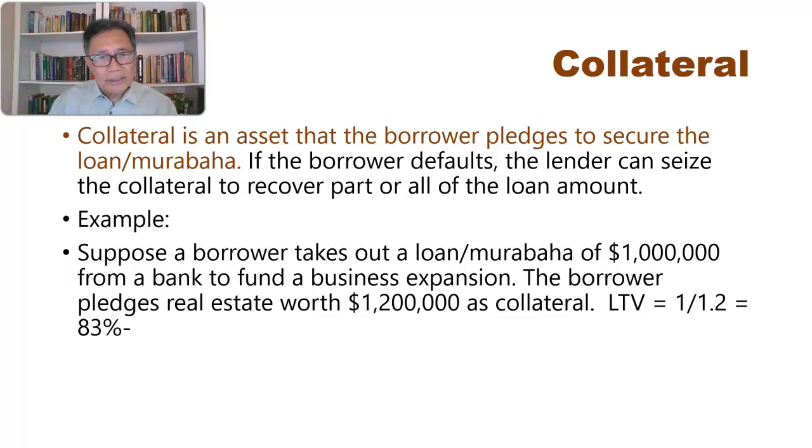So in order to ensure that the loan and murabaha is in good hands, in the sense that the bank would want to minimize the possibility of default and the ability to recover their loan or their murabaha in case there is a default, then these risk mitigation tools are very, very important in banking. Number one is the collateral.